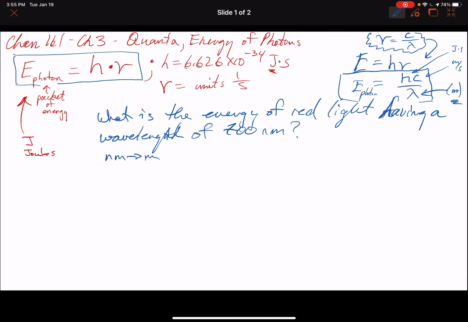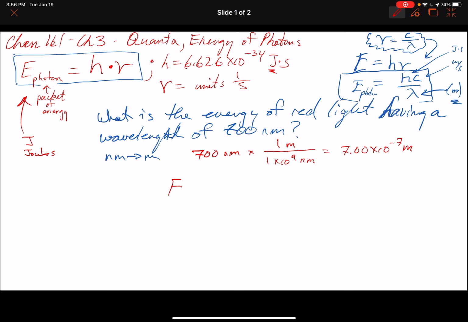So let's start this. Okay, so 700 nanometers times, go into meters. In 1 meter, there are 1 times 10 to the 9 nanometers, so a billion nanometers. And this gives us 7.00 times 10 to the minus 7 meters. Our lambda is now ready for our equation.